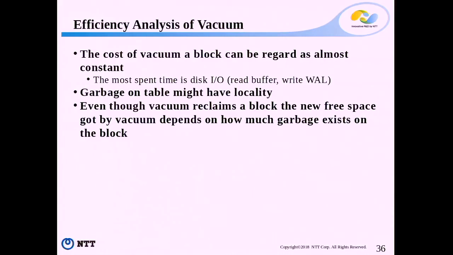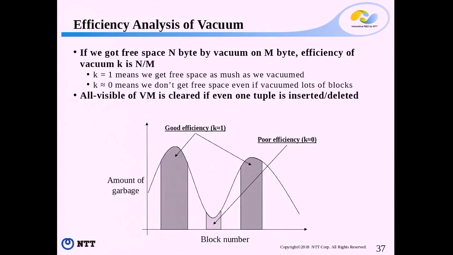And we can think the garbage on a table might have a locality. It's quite possible in real cases because the data for a specific user or a specific table are often accessed in real world systems. So what I want to say here is, even though vacuum costs are equal, the new free space we get by vacuum depends on how much garbage exists on the block.